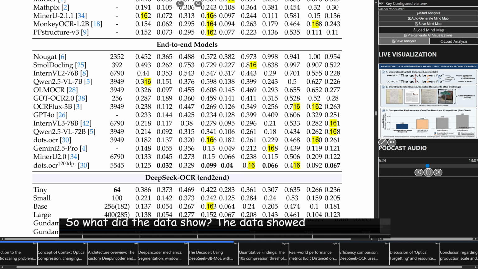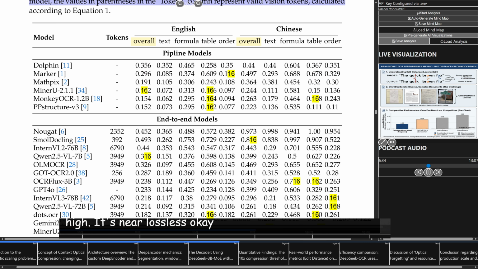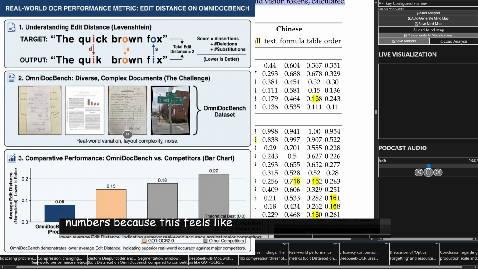The data showed this striking consistency. When the compression ratio stays below 10x, the precision of the reconstructed text is exceptionally high. It's near lossless. Okay, let's nail down those numbers because this feels like the critical takeaway for anyone designing a VLM. For sure. Take a document with 800 to 900 text tokens. They fed that into small mode, 100 vision tokens. That gives you an 8.5x compression ratio. The OCR precision, 96.8%. Wow. And even pushing it higher to a 9.7x ratio, the precision stayed locked at 96.8%. So that 10x ratio really is the informational sweet spot.